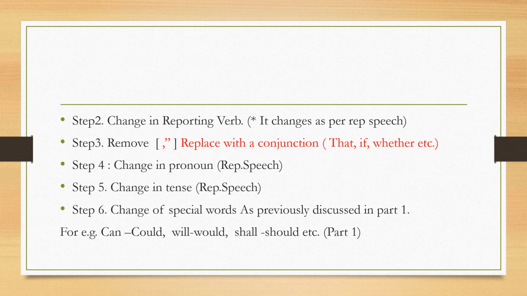Step number 4. Changes in pronoun, first person, second person, and third person. That changes will be done from the reported speech. Step number 5. Change in tenses. Again, that changes takes place from the reported speech. Step number 6. As previously discussed in part 1, that is change of special words. Can will be changed to could, will, would, shall, should, tonight, that night, etc.